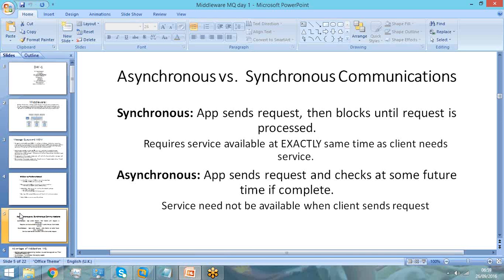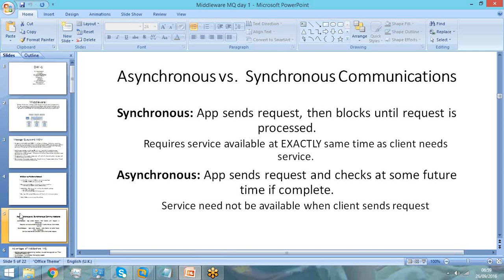Now what is synchronous communication? Synchronous communication means the programs which are communicating with each other should be up and running at the same time. Suppose there are two applications, application A and application B, communicating with each other. When application A sends a request to application B, application B should be up and running at the same time so that the requested service can be provided. So that is a synchronous way of communication.